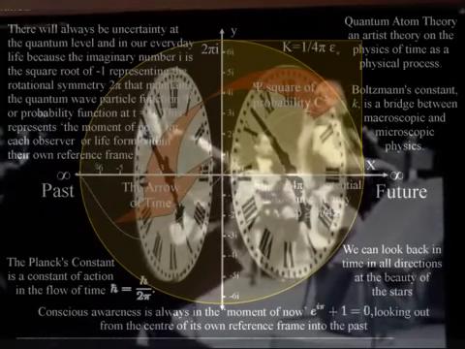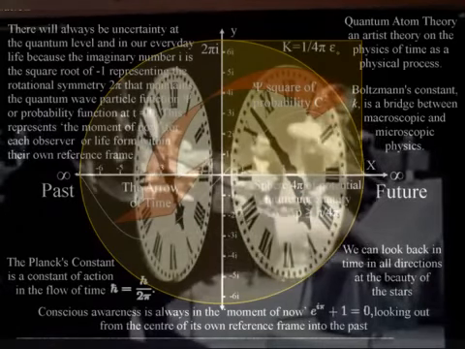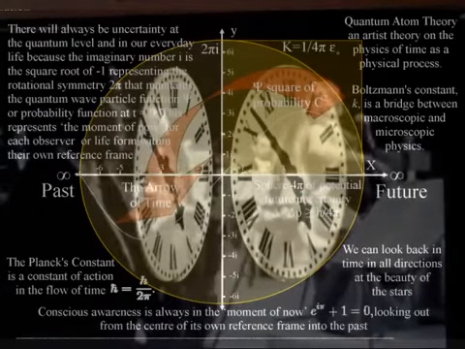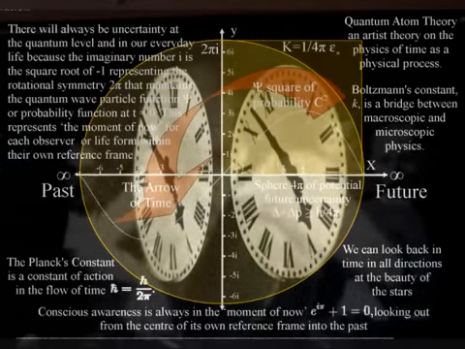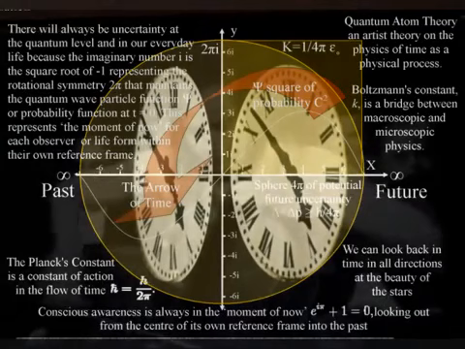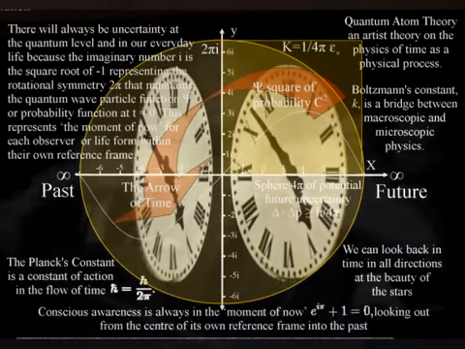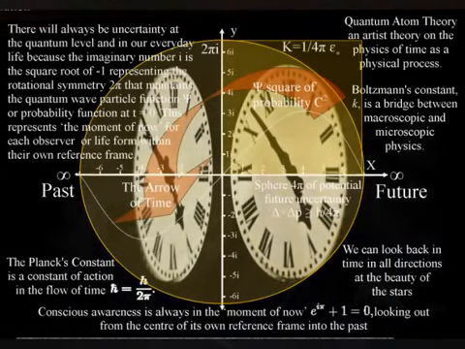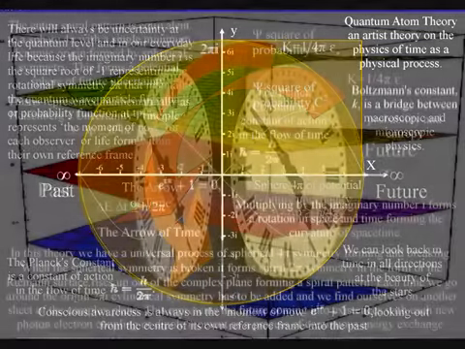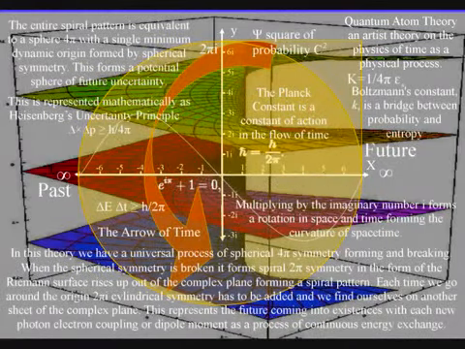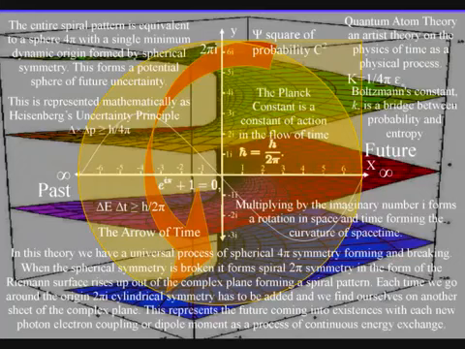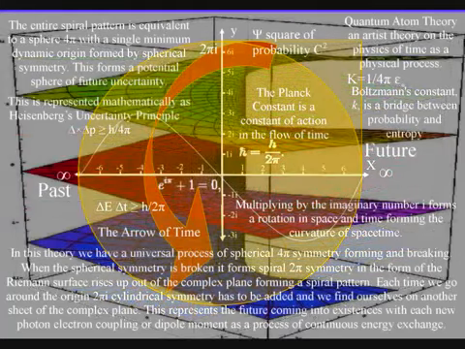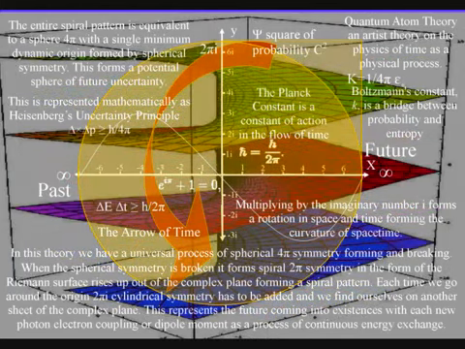This can be seen mathematically because multiplying by the imaginary number i forms a rotation in space and time, forming the curvature of space-time. This represents a process of spherical symmetry forming and breaking. When the spherical symmetry is broken, it forms spiral symmetry in the form of the Riemann surface rising up out of the complex plane, forming a spiral pattern.